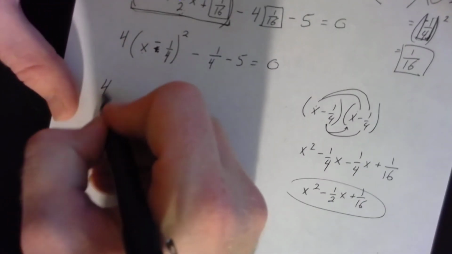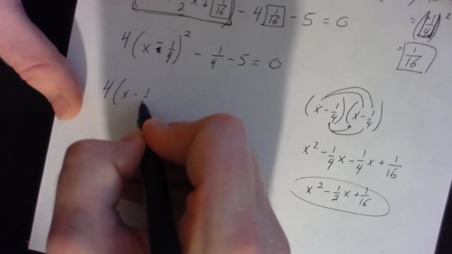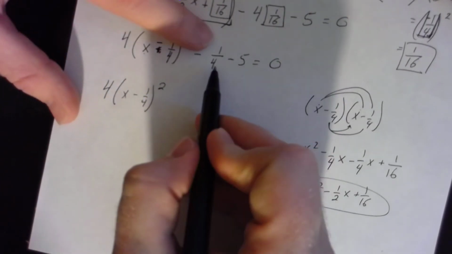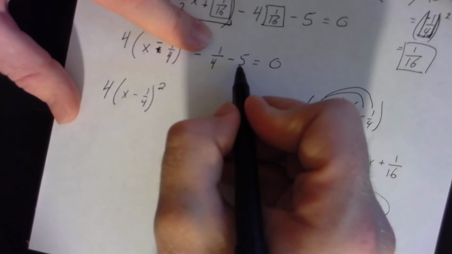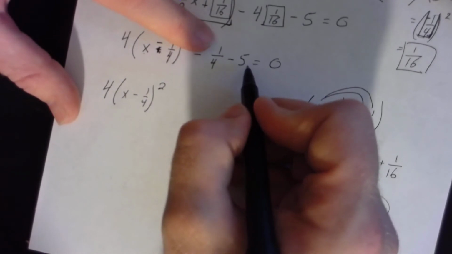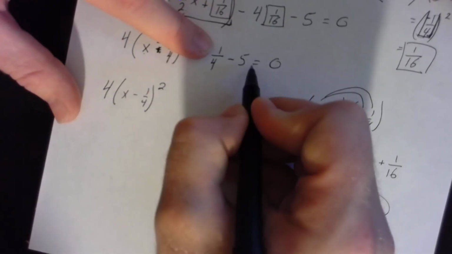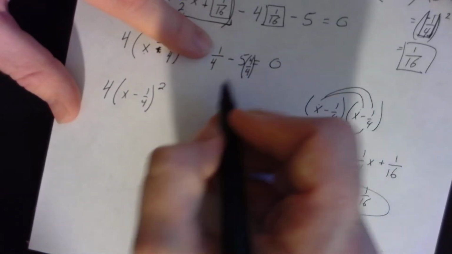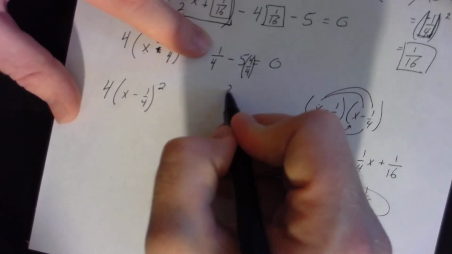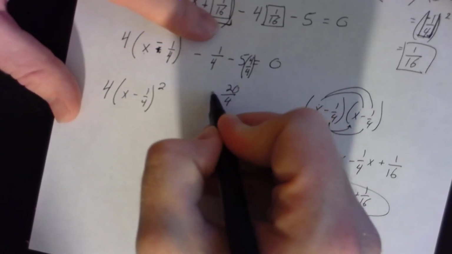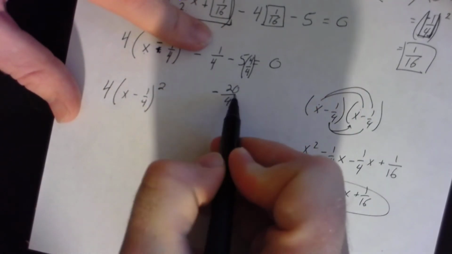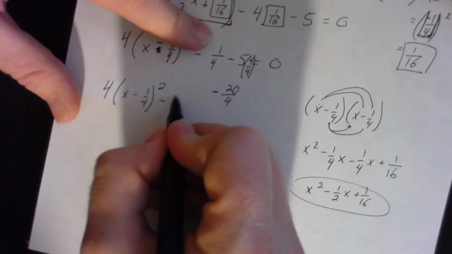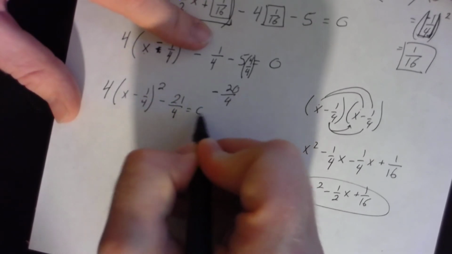So this provides us now with 4x minus 1/4 squared, and then this right here, which I'm going to find myself a common denominator for, the common denominator being 4. So I multiply this one by 4 over 4, providing me with 20 over 4. And don't forget that it's a negative. So I have negative 1/4 minus 20/4, which is a negative 21 over 4 equals 0.